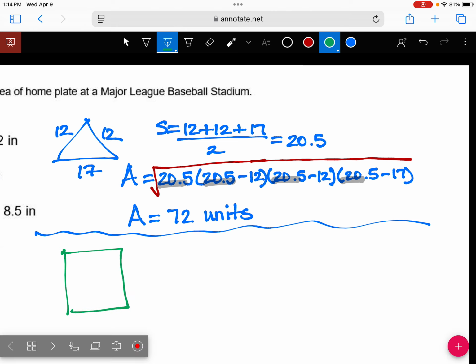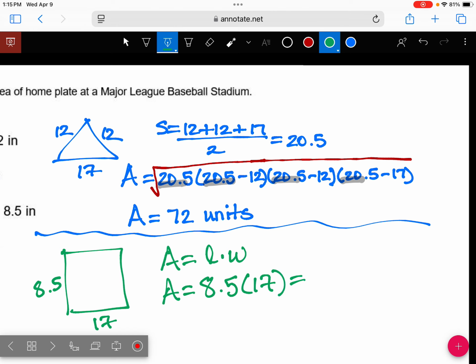And then we also have a rectangle. Who remembers the formula for area of a rectangle? Length times the width. So you're going to take that 8.5 times 17 with your calculator. And I did not mean to put units because we know it's inches, so I can actually put inches squared. Let me fix my unit for the area of that triangle. It's inches squared.